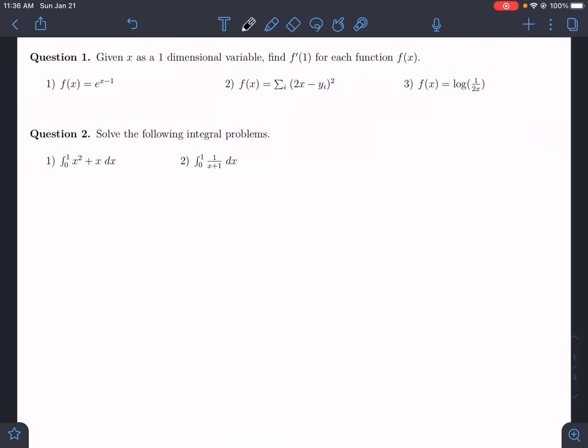Hello. Question 2 asks us to solve the following integral problems. Now for integrals, we're going to solve them very similar to derivatives, where we find the general form of the integral of the function given, and then we plug in our numbers and we solve.